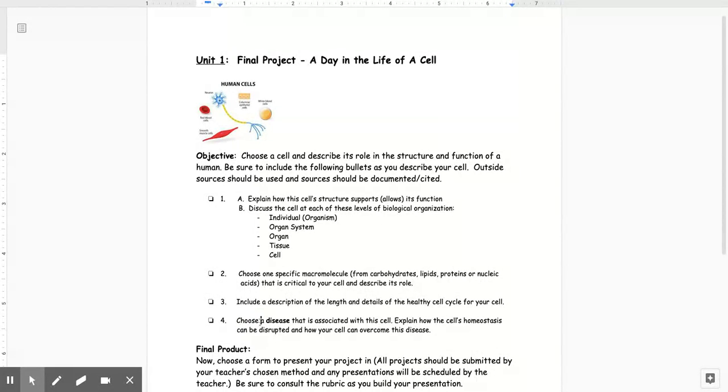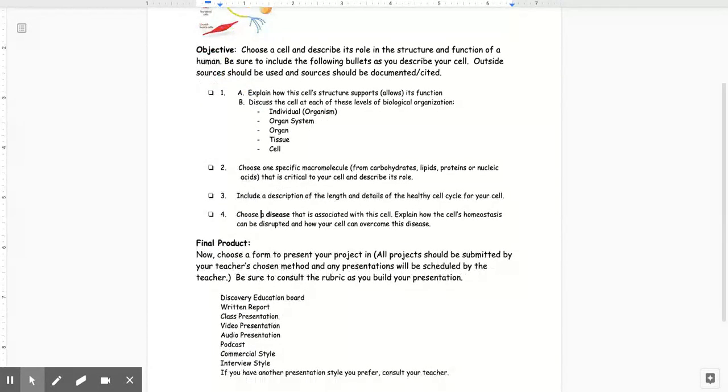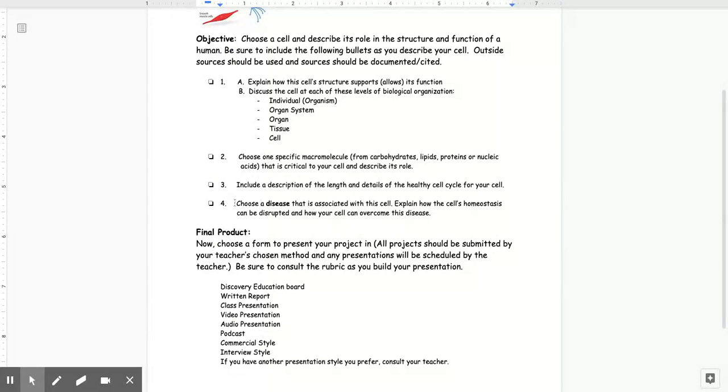In part 4, you're going to be researching a disease. So this disease can be cancer. Please note that cancer cells are not a cell type to be researched for this project. You're going to choose a disease associated with your particular cell. This disease can be cancer, like I said, or for example, if you chose blood cells, there is a disease called sickle cell anemia associated with red blood cells.